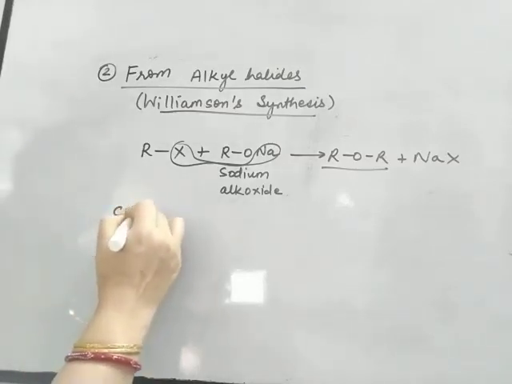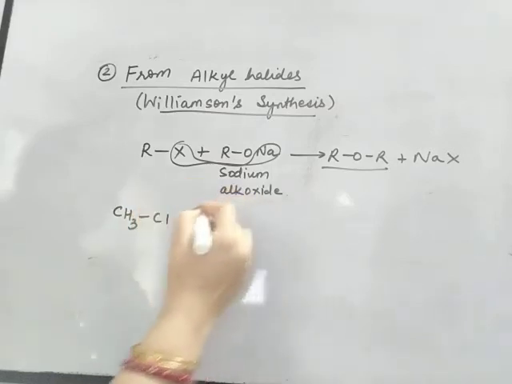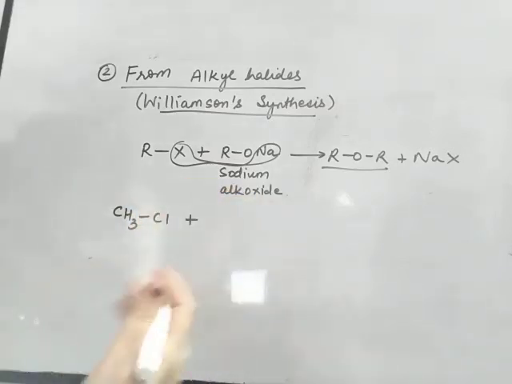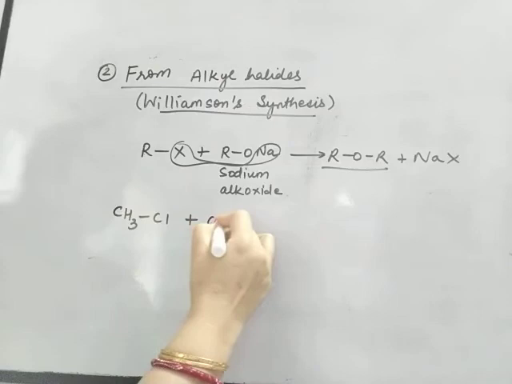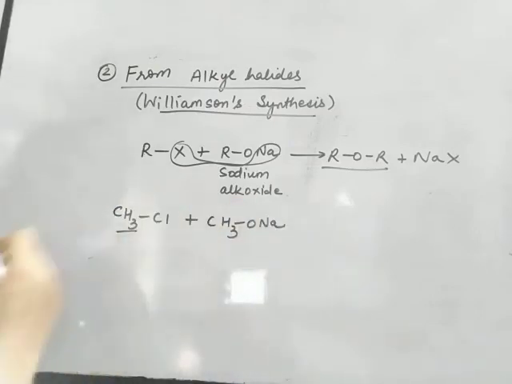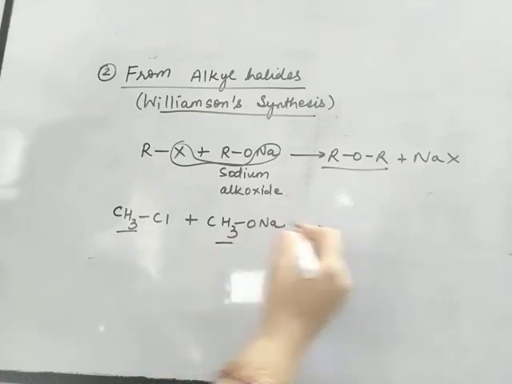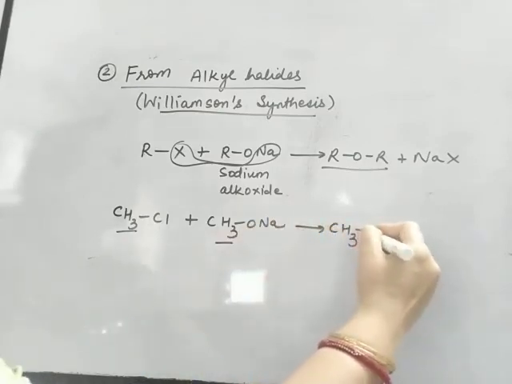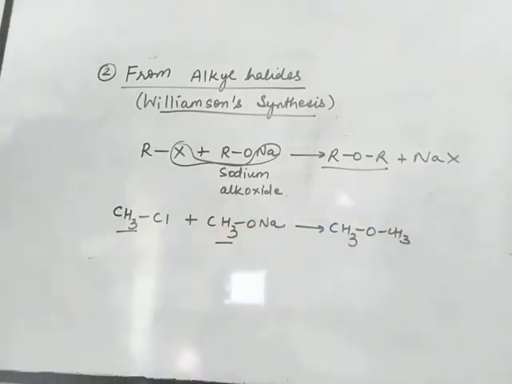Suppose both the carbon chains, or both the R parts, are same. So I am taking R as CH3. So this will be like this. This is also one carbon chain and this is also one carbon chain. So what will happen? I will get this symmetrical ether, that is methoxymethane.